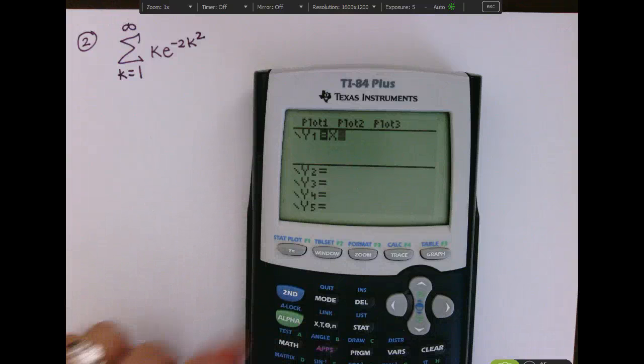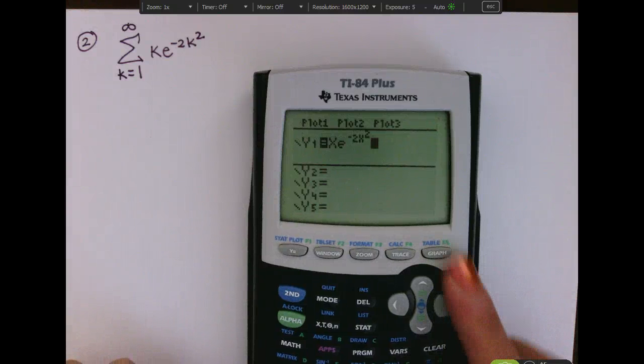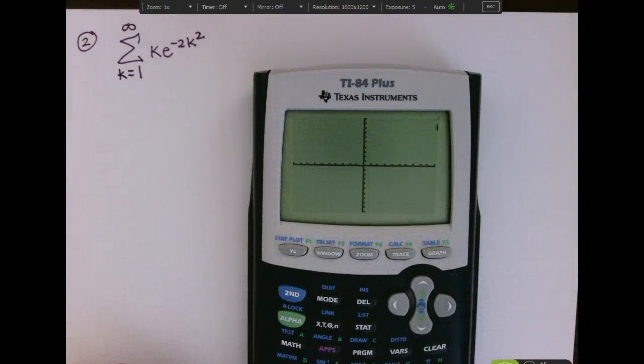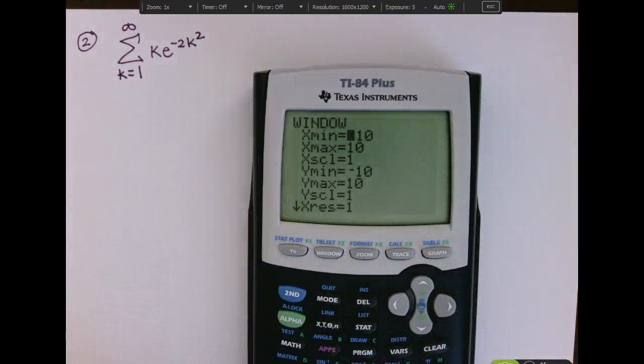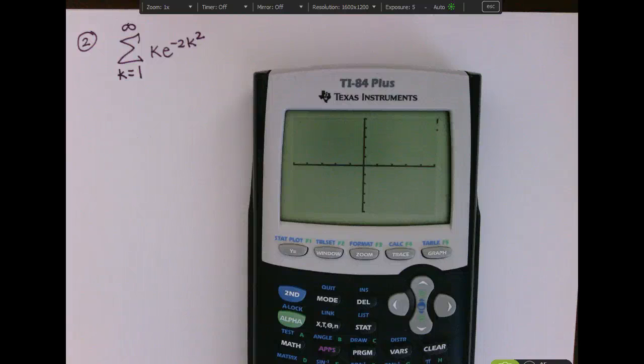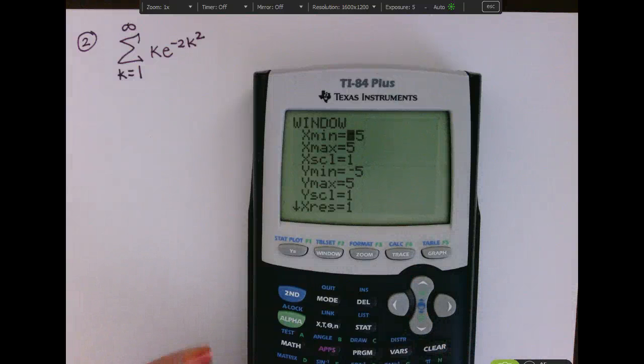x e to the negative 2x squared power. Okay, so I need to zoom in a little bit. Let me adjust my window and see if that gives me a better picture. Okay, maybe even more. Let's go negative 2 to 2, negative 2 to 2.